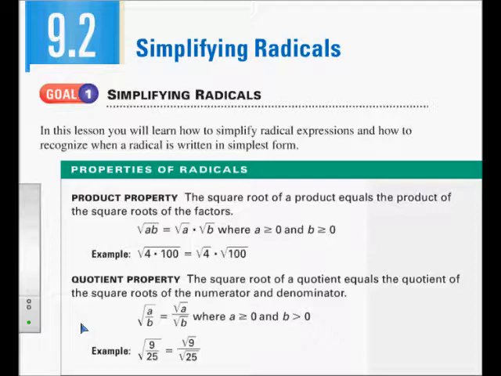9.2 starts with simplifying radicals. We've been working with square roots during 9.1, and in this lesson you will learn how to simplify radical expressions and how to recognize when a radical is written in simplest form. So here are the properties of radicals.